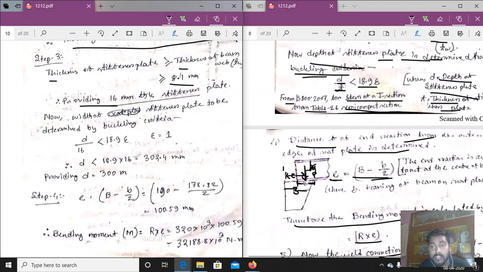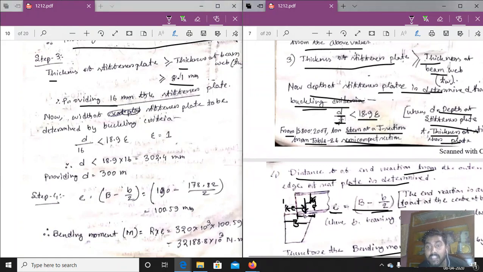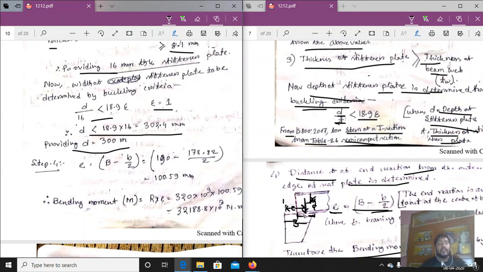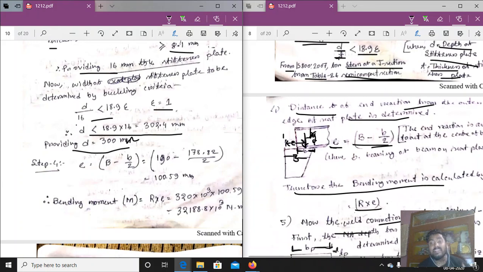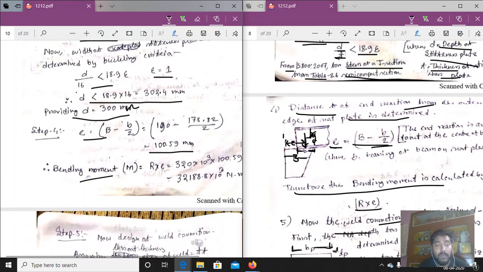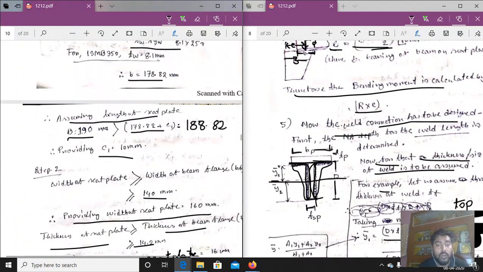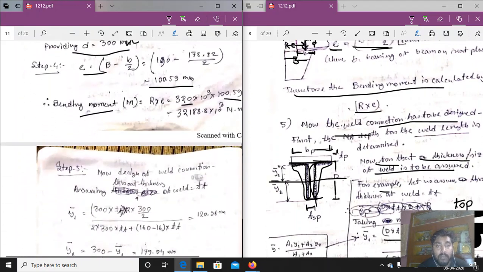Now coming to this step, d by t should be less than 18.9 epsilon for the buckling criteria. So d by 16, that is the t we have provided, and 18.9 epsilon with epsilon equal to 1, so d should be less than 302.4. So providing d equal to 300 mm. Now step 4: the eccentricity E is b minus b by 2, that is equal to 100.59 mm. The bending moment we have to determine, that is 320.10 q, the value of the load, into 100.59 that we have determined.